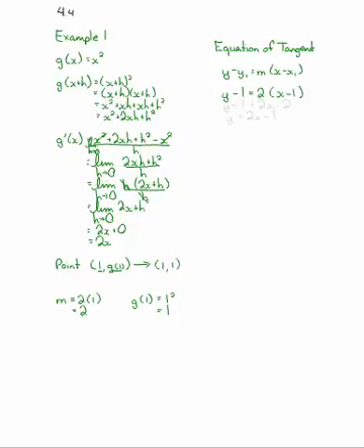To leave this in slope-intercept form, has the y isolated, we need to do two things. We need to distribute the 2 on the right-hand side, and then we need to add 1. So there we have the equation of the tangent to that curve.